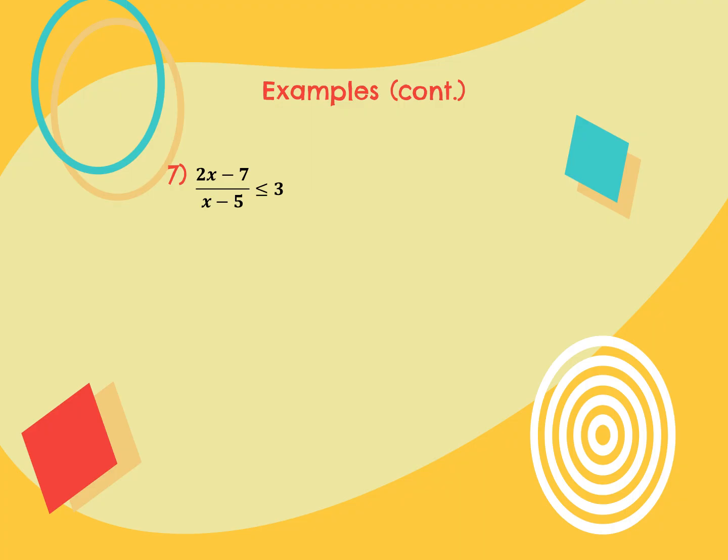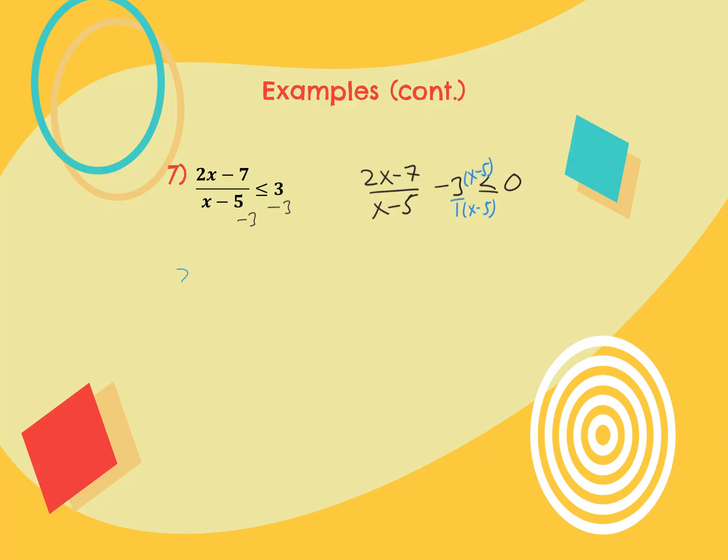All right, and so it looks like there's just one more example here. So I'm going to do it the exact same way that we did the others. I'm going to get 0 on one side of my inequality. So let's subtract 3, and then I'm going to get (2x minus 7)/(x minus 5) minus 3 is less than or equal to 0. And then this minus 3 I can write over 1, and I get a common denominator of x minus 5.